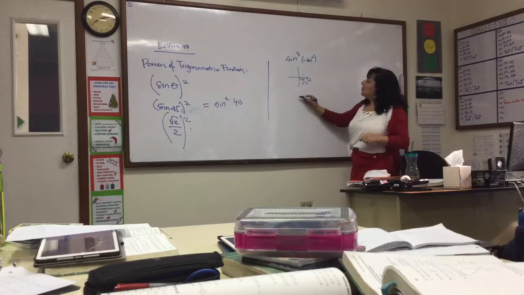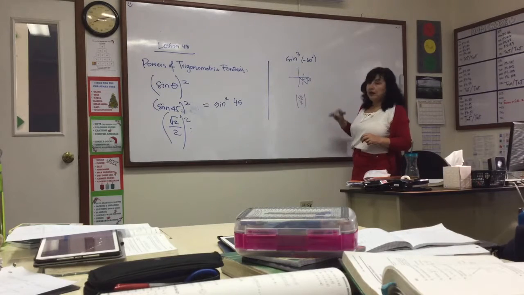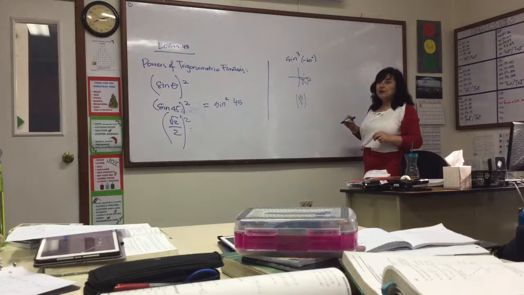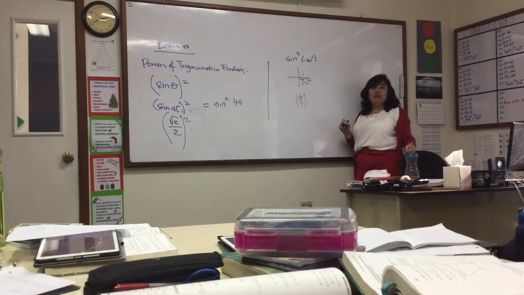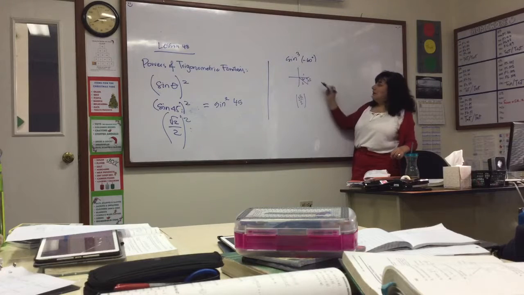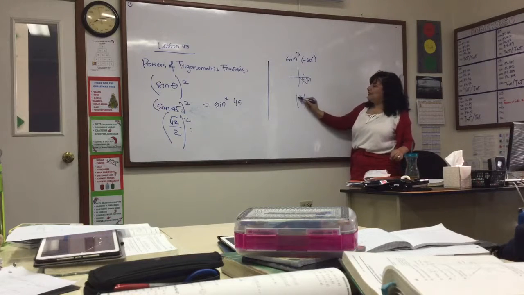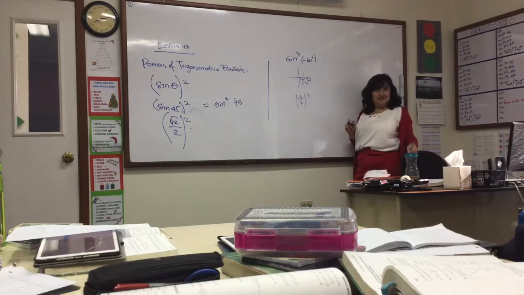Okay. So this would be the cube of square root of 3 over 2, right? Positive or negative? Negative. So this is negative, right? And then cubed. Got it?